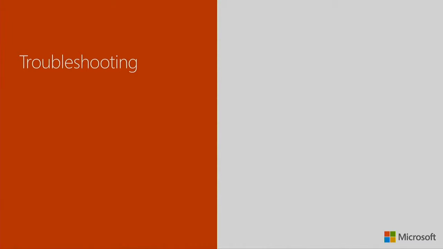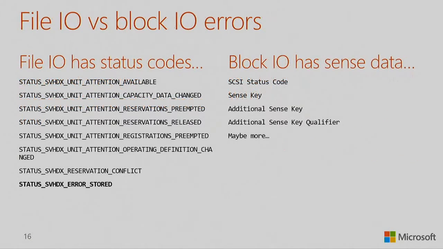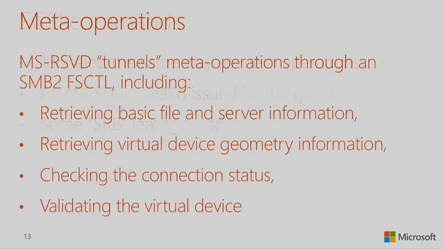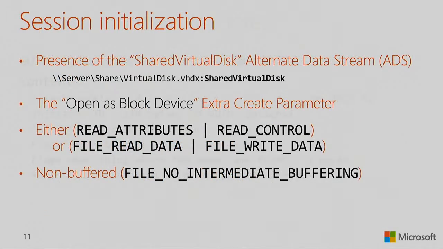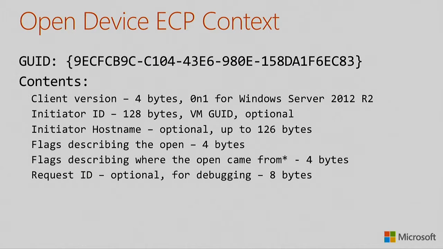Go for it. So just looking at MS-RSVD, it seems like one of the critical things is that create context you're talking about. I was just wondering what the exact name is. This is SVHDX. Yeah, it's the open device context, I think, is the name. So this is the thing with the originator ID, the originator flags, and request ID, right? Correct. And he's asking the name of the device context in the protocol document itself.